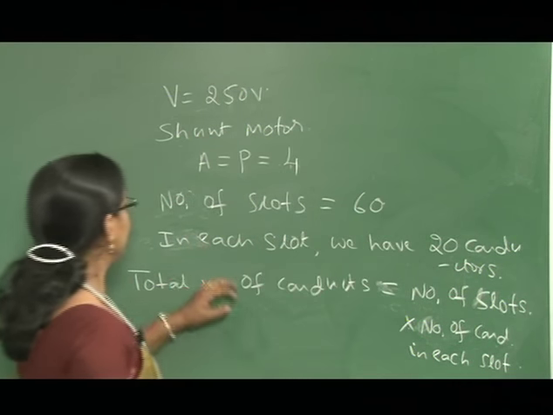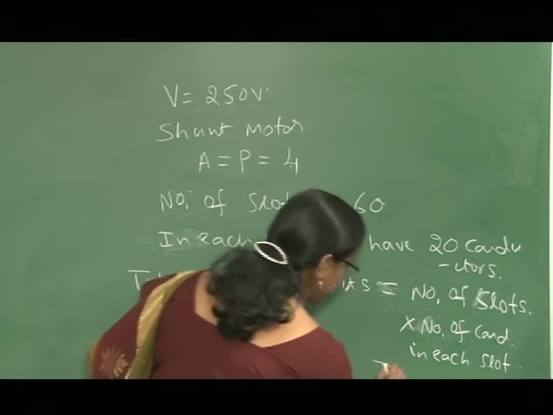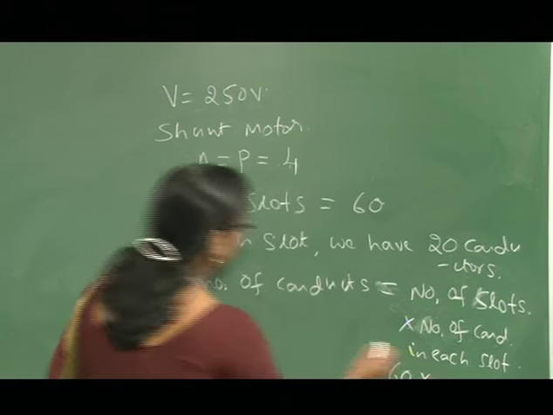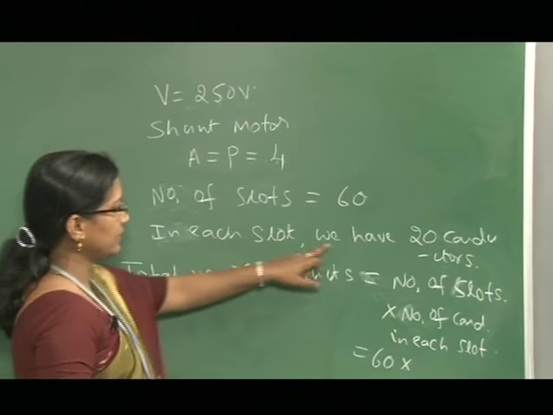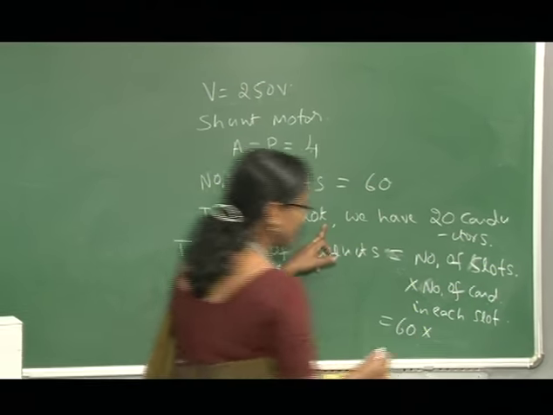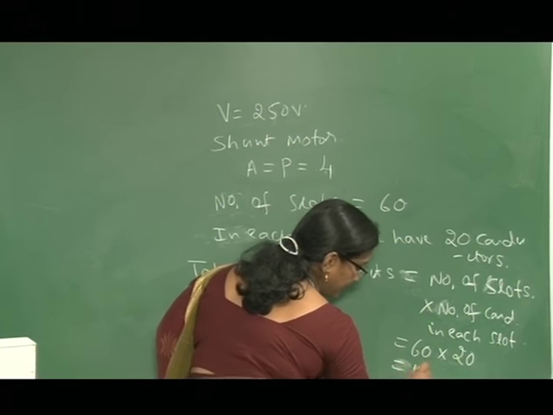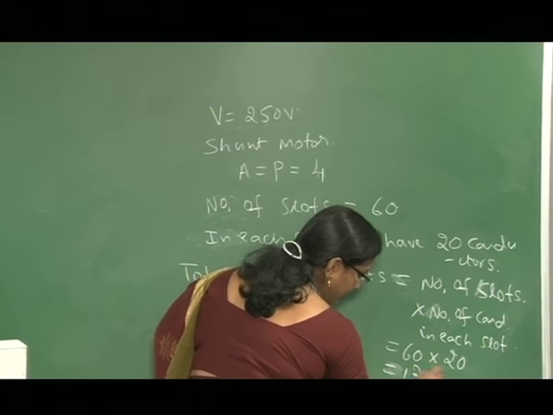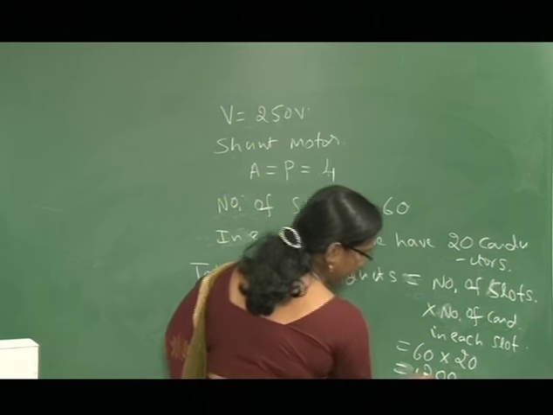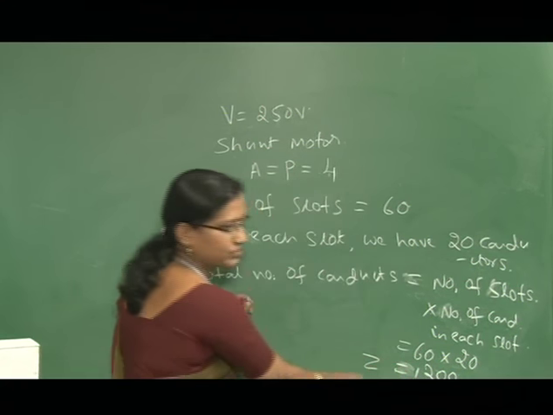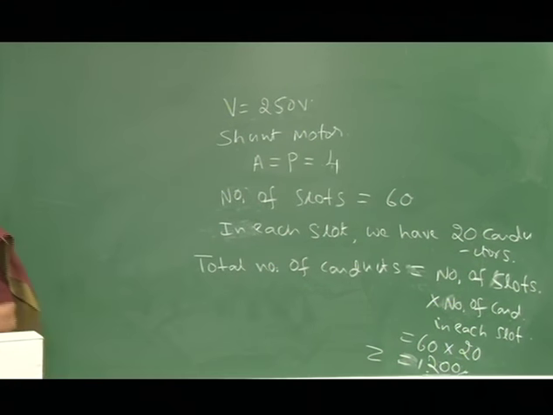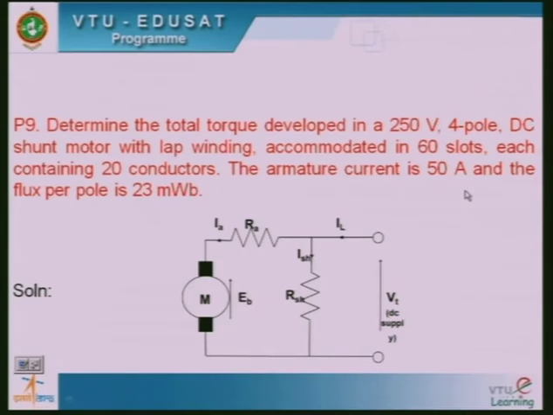How much we have? The total number of slots given is 60, multiplied with 20 conductors in each slot. So, it is 1200 conductors. So, now Z is equal to 1200. Then armature current is given as 60 ampere and the flux per pole is given, it is 23 milliweber.